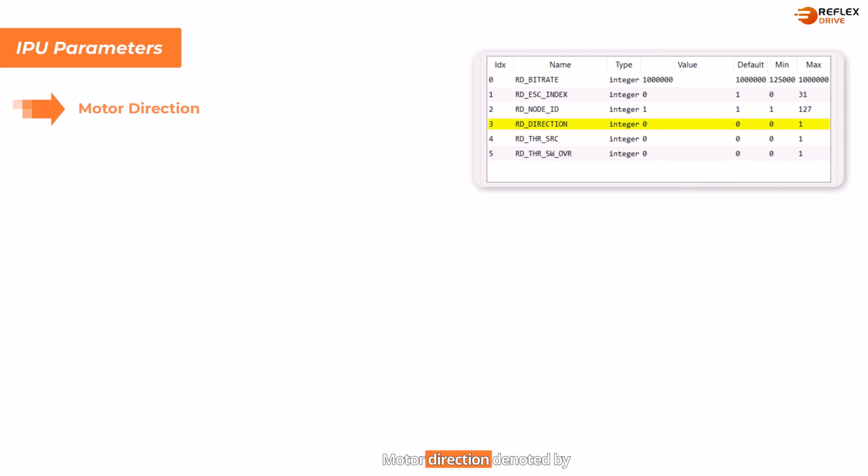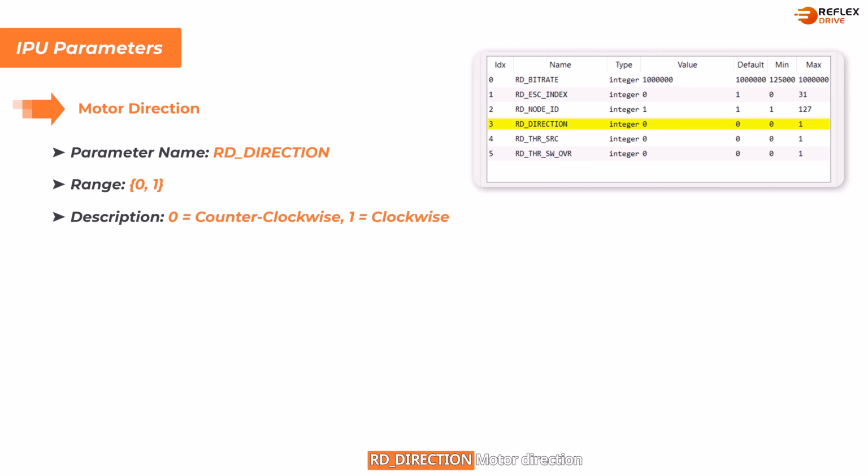Motor direction, denoted by RD_direction. Motor direction configures the physical rotation of the motor. Use a parameter value of 0 for counterclockwise rotation and 1 for clockwise.